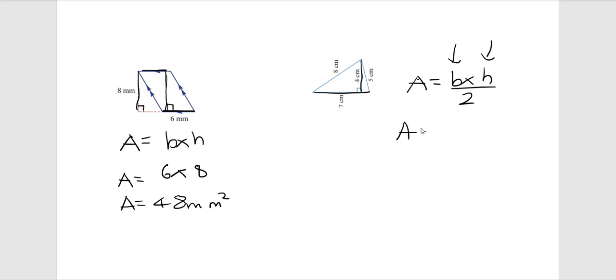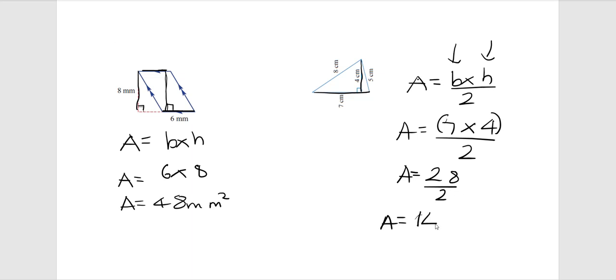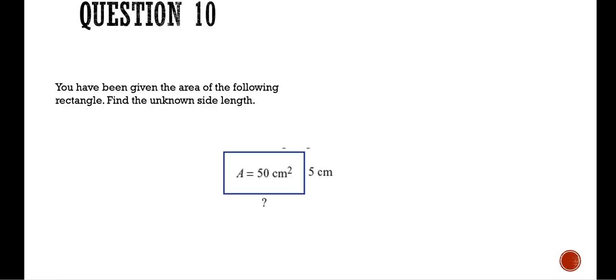So area will be equal to 7 times the height, which is 4. Divide that by 2. Area is equal to, I'll just work out, so no calculators, I'll work out the top one first. So 7 times 4 is 28 divided by 2. So what is half of 28? Half of 28 would be 14. And my units are centimeters squared. Okay, question 10.